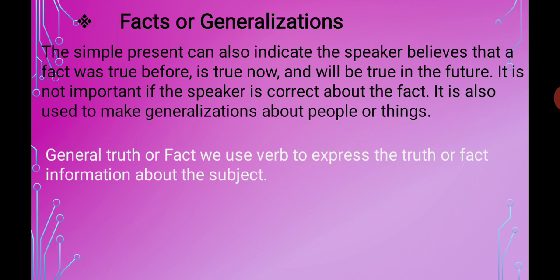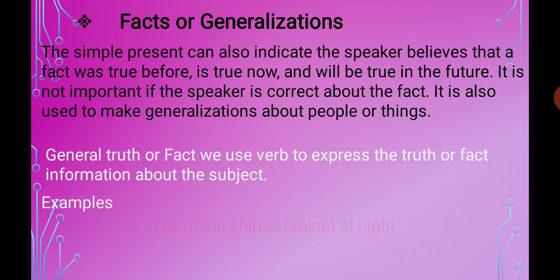We can say that it is called the general truth or fact. We use a verb to express the truth or fact information about the subject. It means that when the subject, meaning the speaker of the sentence, is telling about some facts, some general truth, then this type of sentences will be in the simple present tense.